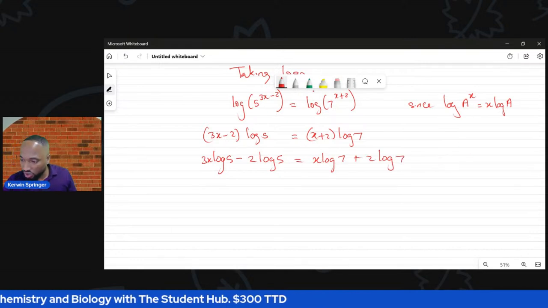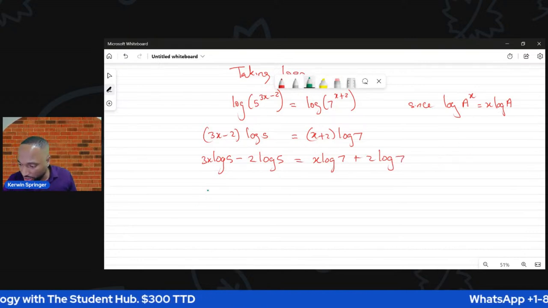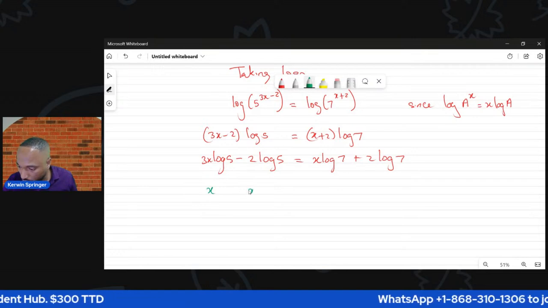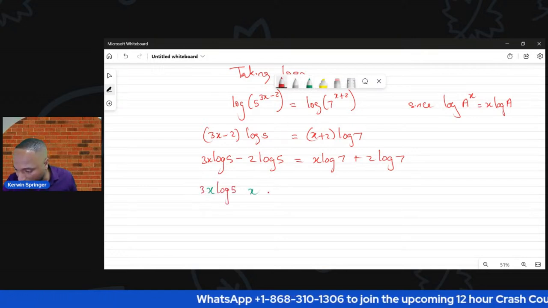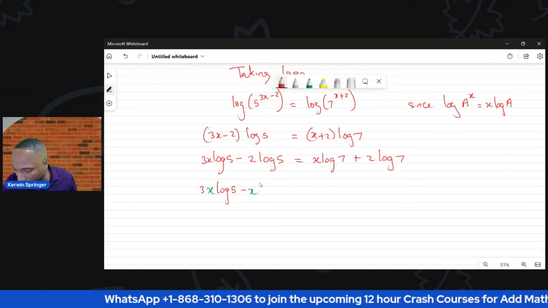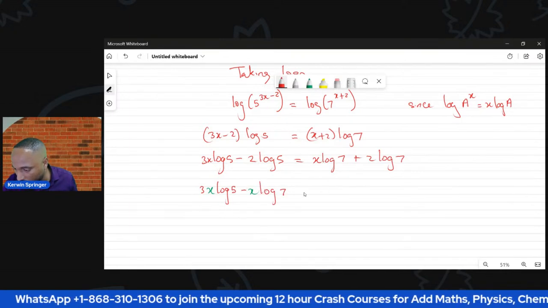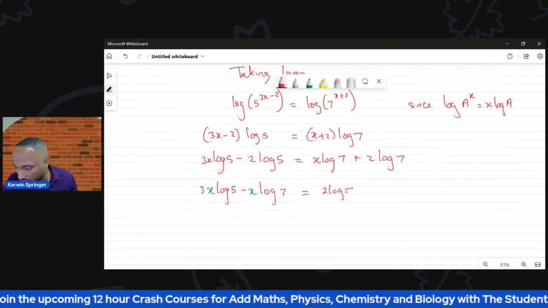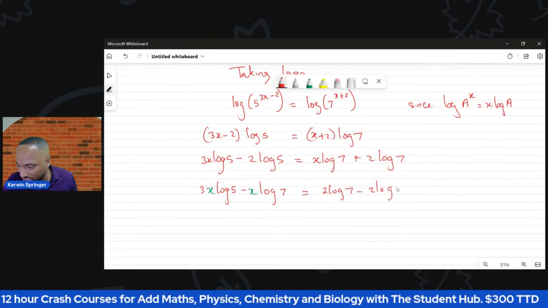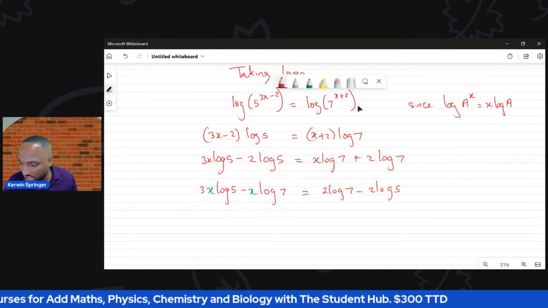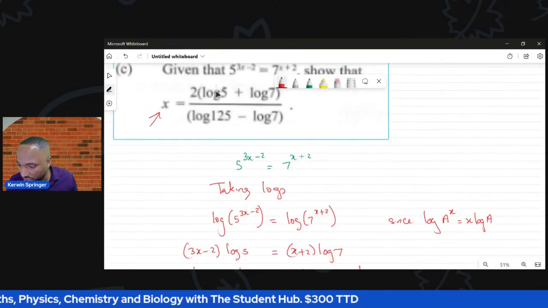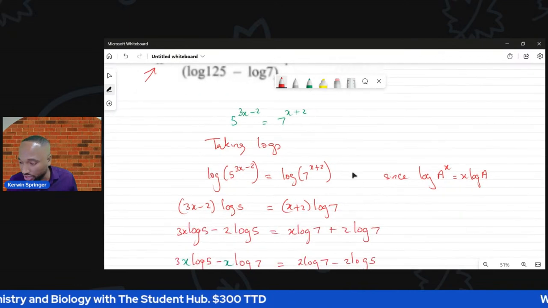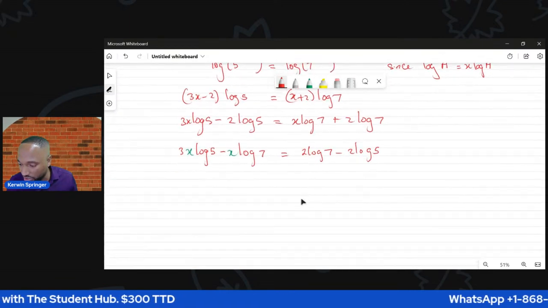And let me get all the x's on one side and all the other stuff on the other side. So the 3 log 5, bring across the second term, minus x log 7. And I bring across this one too. So I have 2 log 7 minus 2 log 5. Is this starting to look like the answer? And I could pull out that 2, maybe. Yes, yes, yes. So I have the numerator ready, so I'm really going in a nice place in life here.